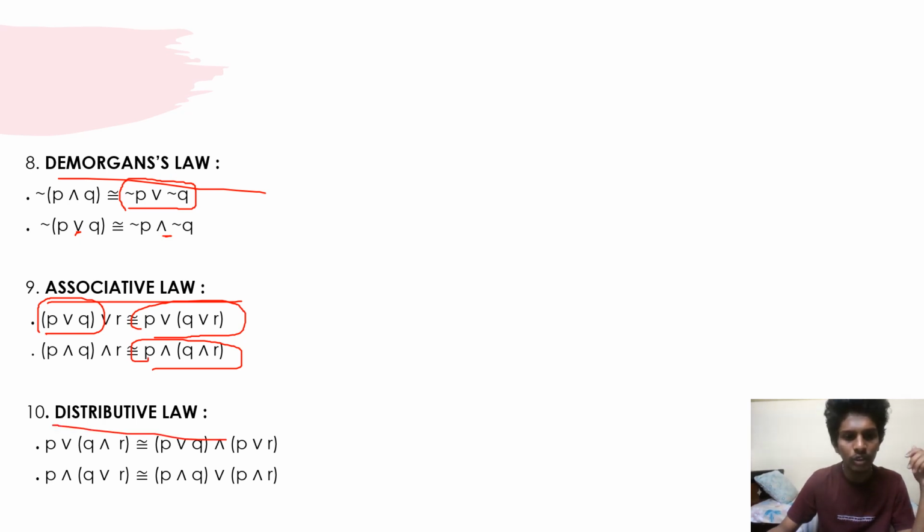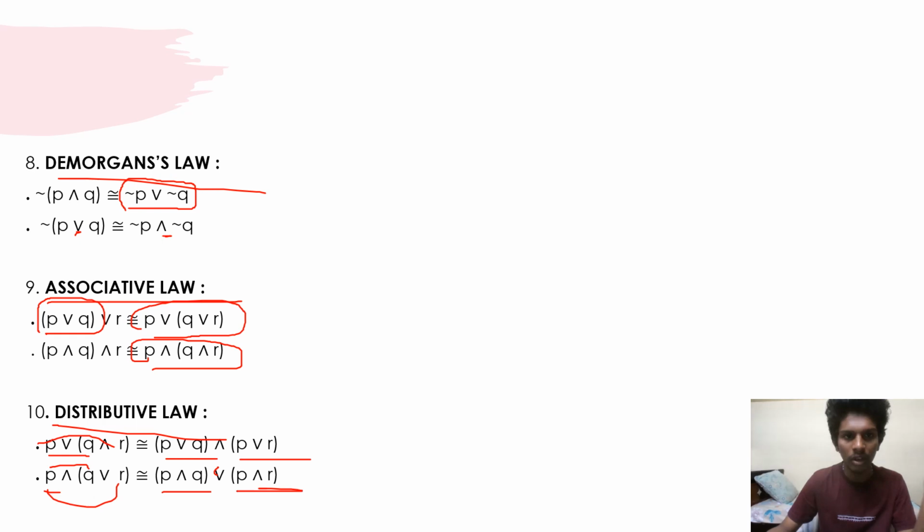Then the next law is the distributive law. In simple words, we can say multiply. As you see, P here, and Q and R. So multiply P with Q and P with R. We can see P or Q, and P or R. Here also P, and we have to multiply P with Q and P with R. We will get the answer as P and Q or P and R.